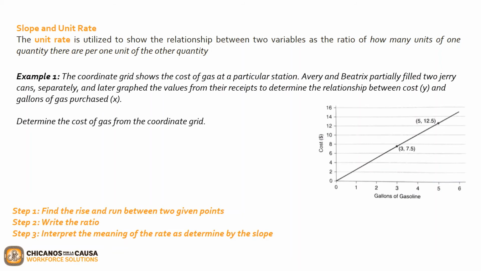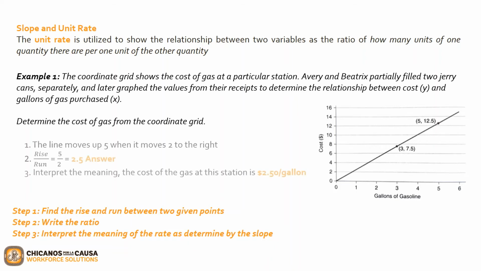Example 1. The coordinate grid shows the cost of gas at a particular station. Avery and Beatrice partially filled 2 jerry cans separately and later graphed the values from their receipts to determine the relationship between the cost, which is y, and gallons of gas purchased, which is x. Determine the cost of gas from the coordinate grid. So you can see that we already have a grid and we already have 2 points.